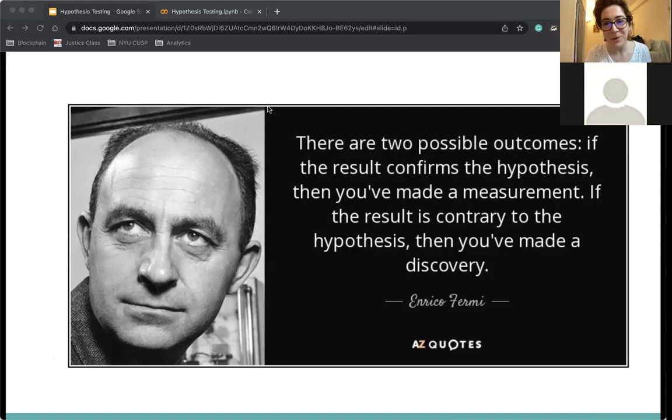But I just wanted to bring in this quote because really what we're getting into now is the basis of a lot of scientific theory and how statistics are used to really understand the world around us. So I liked this quote from Enrico Fermi, who's an Italian physicist and the creator of the world's first nuclear reactor, and a physicist who excelled in both theoretical and experimental physics. He said there are two possible outcomes. If the result confirms the hypothesis, then you've made a measurement. If the result is contrary to the hypothesis, then you've made a discovery.